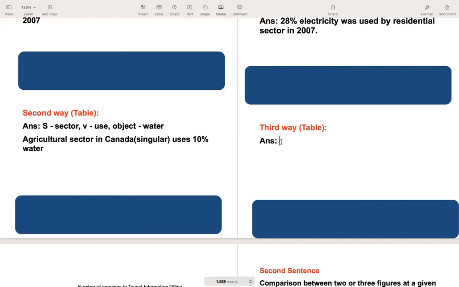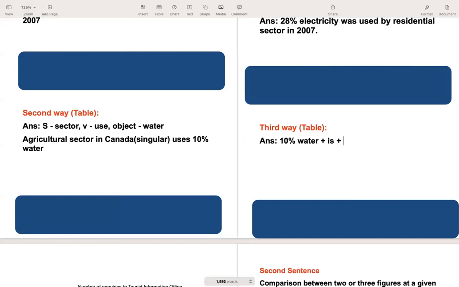Passive. What comes first? 10% of water, the object. 10% of water is being used by. 10% of water was used. Okay, let's slow down. Is it present or is it past? Present. So it should be is. 10% of water is used.